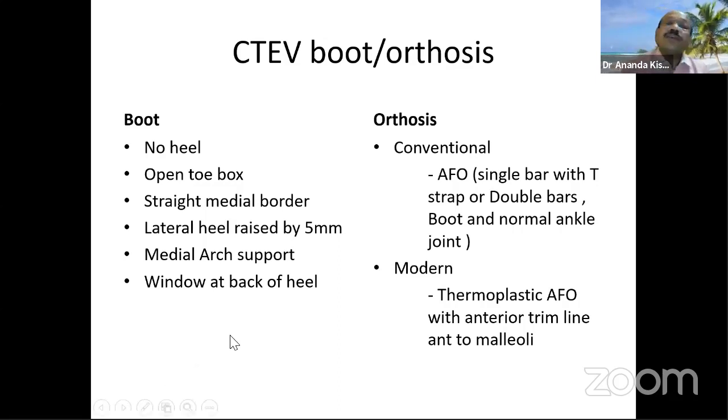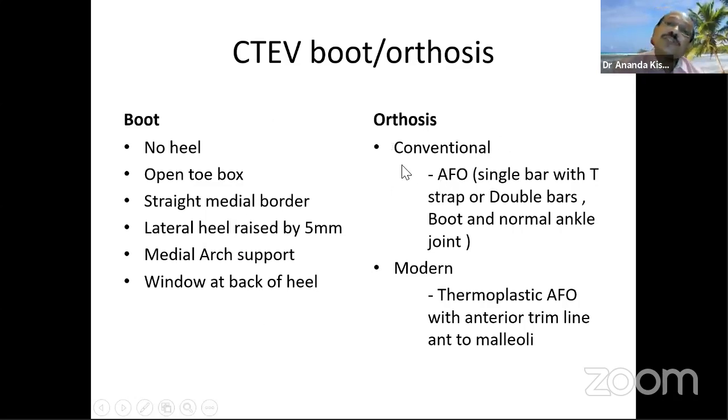We have to see, even inside the boot, whether there is a possibility of ankle equinus deformity. So we have to see whether the heel is completely touching the upper part of the sole of the boot. This window will allow this. So these are actually the criteria of the CTEV boot.